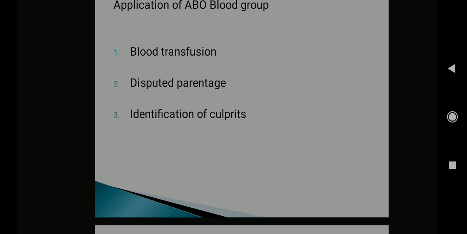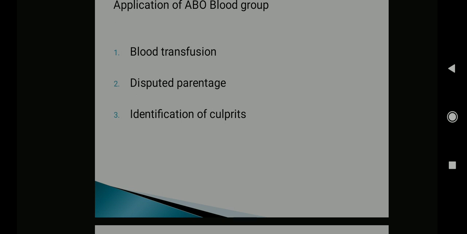Loss of blood from the body is compensated by transfusions. Transfusion is needed for persons who have met with an accident, persons undergoing major surgery, or persons affected by anemia. Successful blood transfusion needs thorough blood group testing.